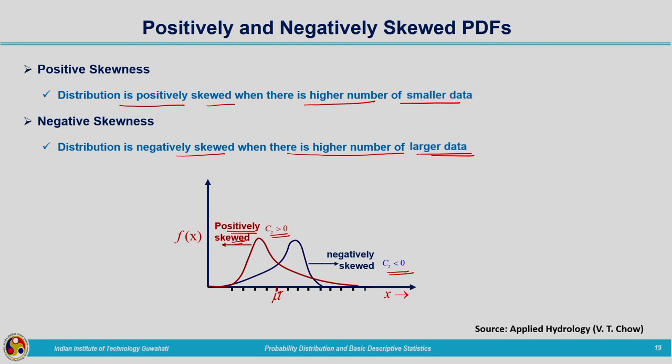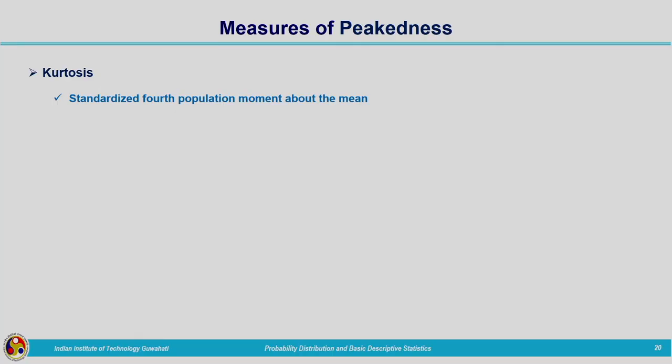So I hope now you got an idea what is meant by skewness, how the positively skewed data and negatively skewed data will be seen when we plot the distribution, that is clear from this graph. Now next measure is measures of peakedness.